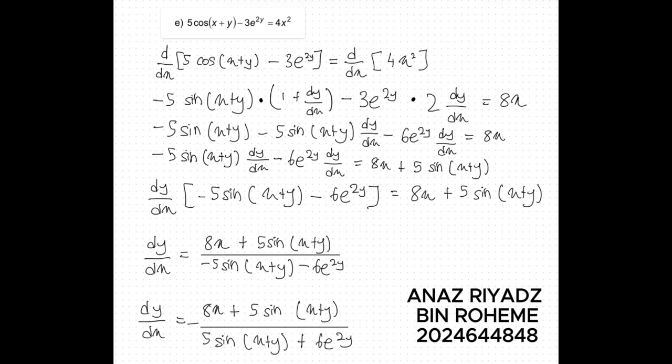Dy over dx equals 8x plus 5 sine(x plus y) over negative 5 sine(x plus y) minus 6 e to the power 2y. Finally, to clean up the expression and make it look neat, we can factor a negative out of the entire denominator. This gives us our final result: dy over dx equals negative (8x plus 5 sine(x plus y)) over 5 sine(x plus y) plus 6 e to the power 2y.